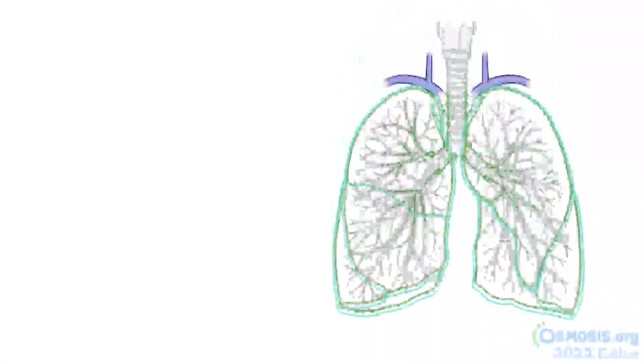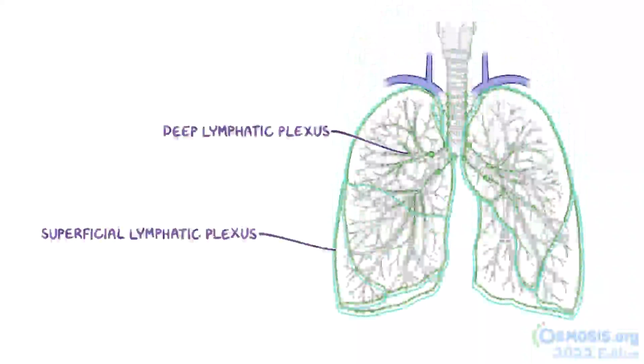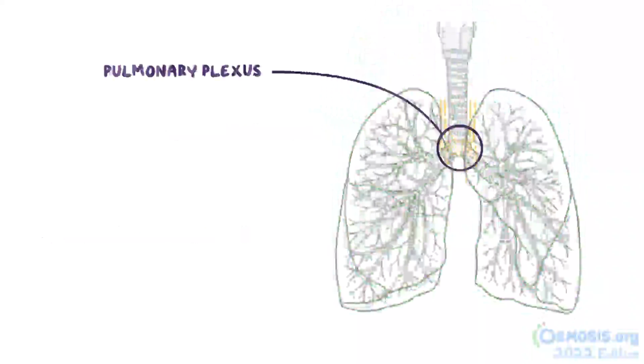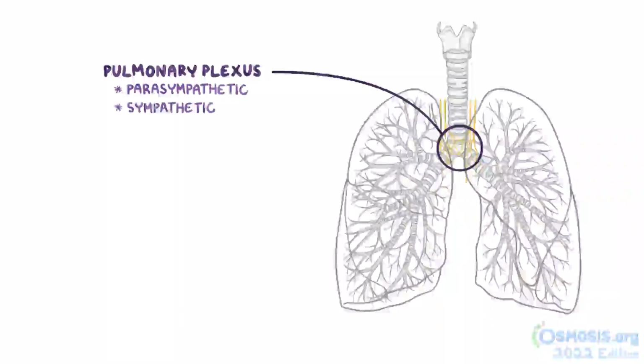Lymphatics of the lungs and pleura include the superficial and deep lymphatic plexuses. Finally, nerves come from the pulmonary plexuses and contain parasympathetic, sympathetic, and afferent fibers.